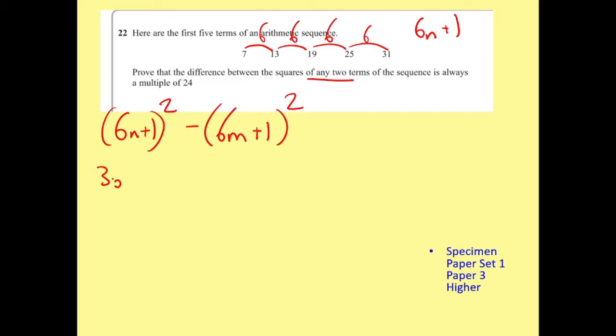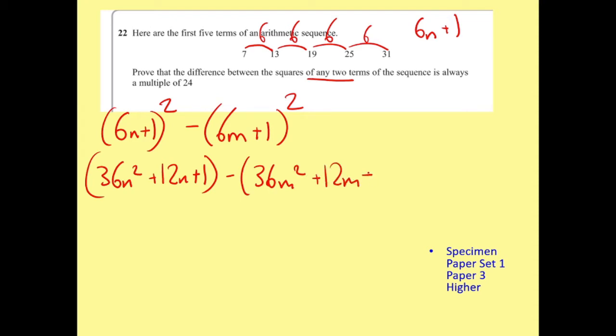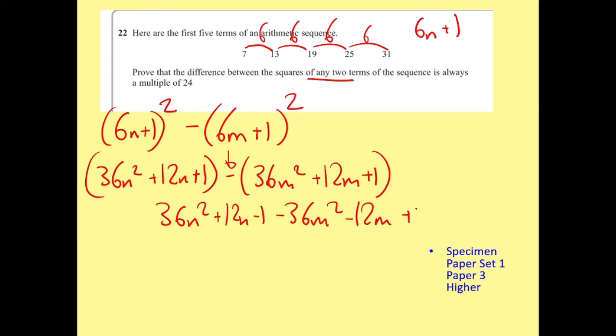So 6 times 6 is 36. So I've got 36n squared plus 12n plus 1, minus exactly the same, just with an m: 36m squared plus 12m plus 1. Okay. Always put in the brackets because people tend to ignore that minus sign. Let's remove the brackets. I've got 36n squared plus 12n plus 1 minus 36m squared minus 12m plus 1. The nice thing is these two ones cancel out.